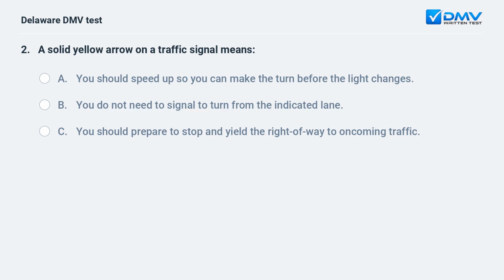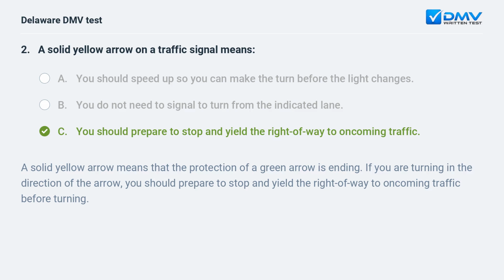A solid yellow arrow on a traffic signal means A. You should speed up so you can make the turn before the light changes. B. You do not need to signal to turn from the indicated lane. C. You should prepare to stop and yield the right of way to oncoming traffic. C. You should prepare to stop and yield the right of way to oncoming traffic. A solid yellow arrow means that the protection of a green arrow is ending. If you are turning in the direction of the arrow, you should prepare to stop and yield the right of way to oncoming traffic before turning.